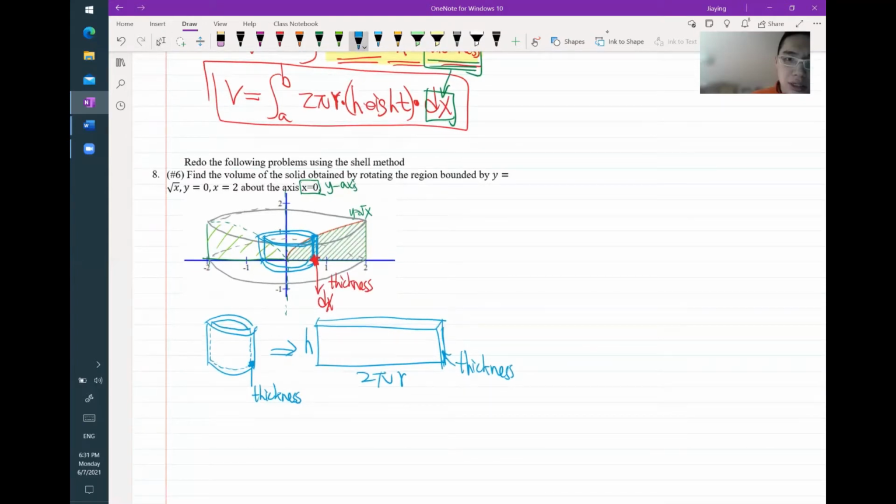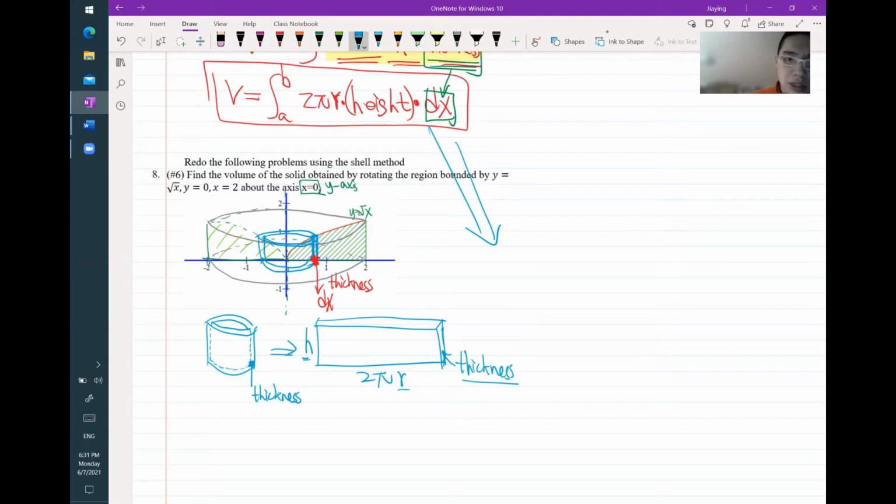Well, let's find out the radius and also the height, because we already have the thickness, and we need that for the volume. So the volume says that it's integrating from a to b, 2 pi times radius times height of that cylindrical shell times the thickness dx. So let's find those out.